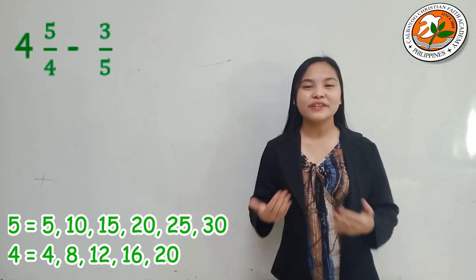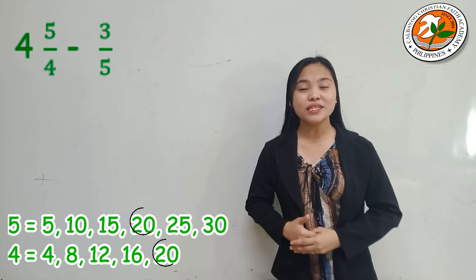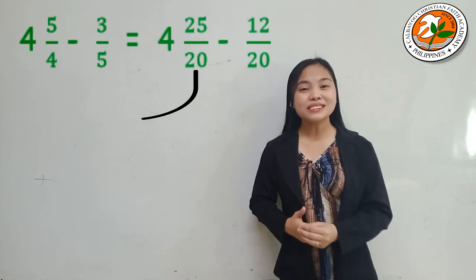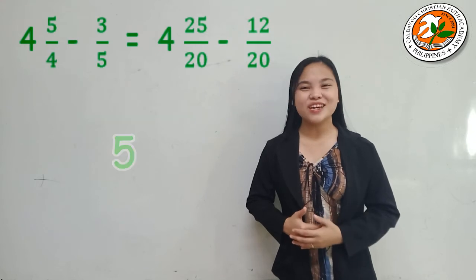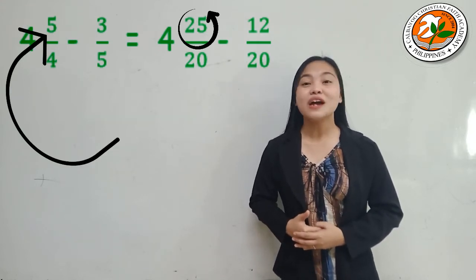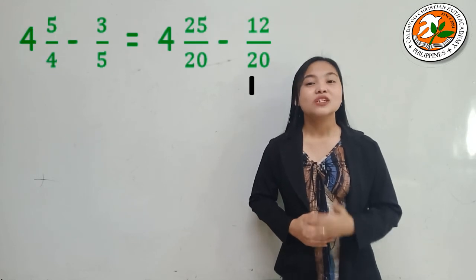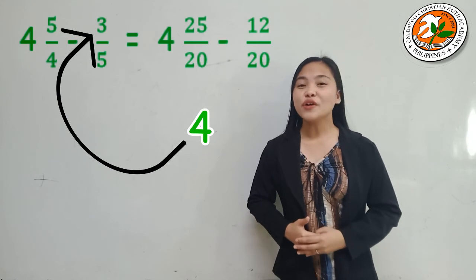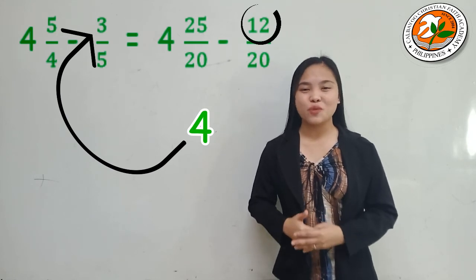Since we have already our LCD, which is 20, let's change it to similar fractions. So 20 divided by 4 is equal to 5. 5 times 5 is equal to 25. Next, 20 divided by 5 is equal to 4. 4 times 3 is equal to 12.